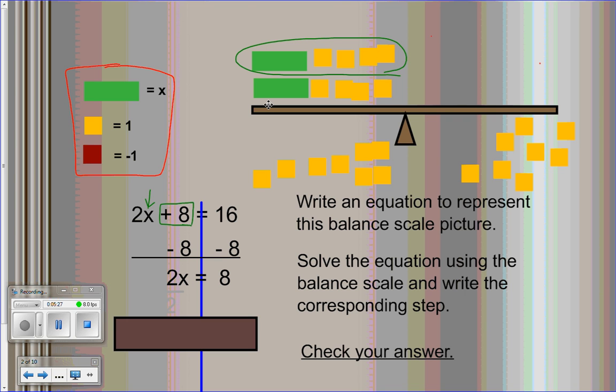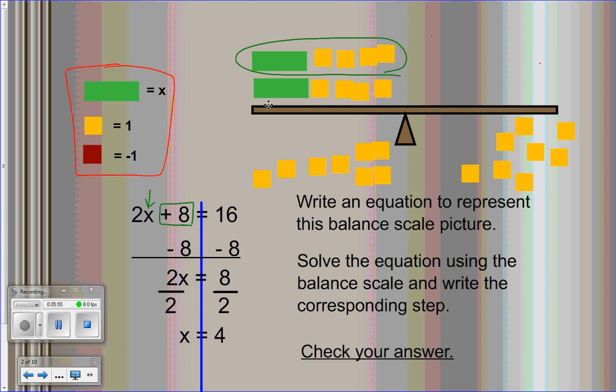1x is equal to 4. But when we do that, what we did is we divided it into 2 equal groups. And whatever we did to one side, we did to the other. And 2 divided by 2 is 1. So we have 1x left on the left side, and we have 8 divided by 2, which is 4. So x equals 4.